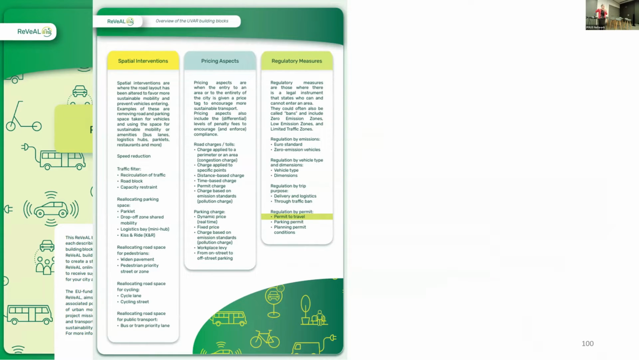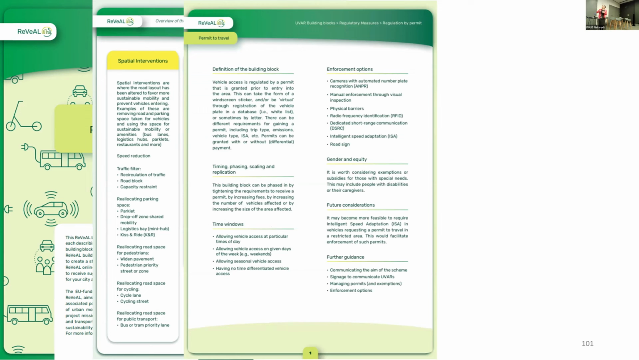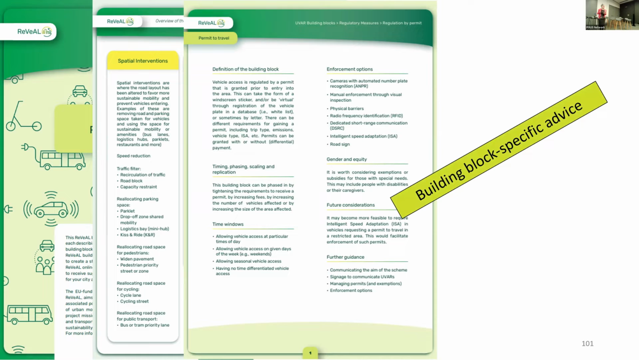So you can have a little bit of context of where this fits into the building block that you're looking at. So the spatial interventions are all listed below, and the one you can see obviously in green in the right column is permit to travel. This is the one that we're focusing on. So this is the content of this fact sheet: the overview and the context. And then after that, we've got building block specific advice.